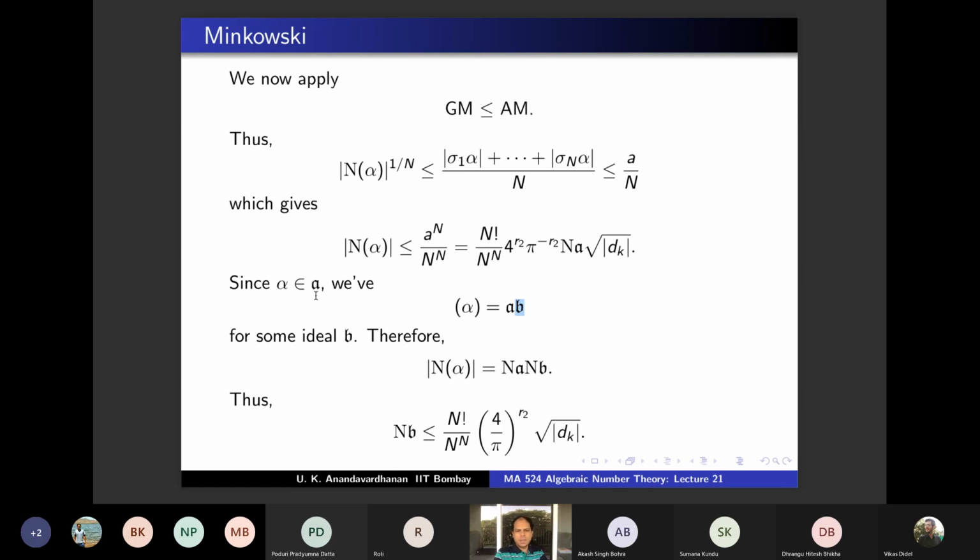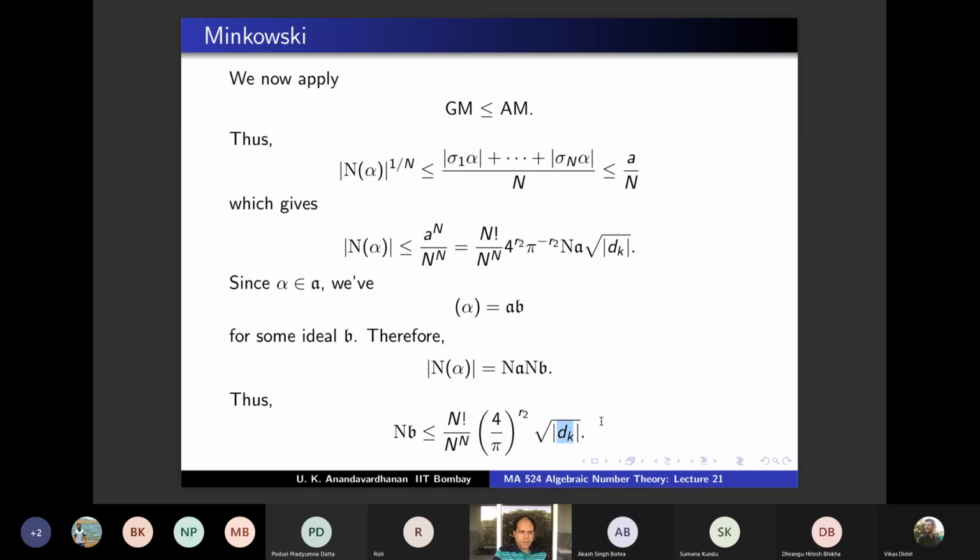So given an ideal A, there is an ideal B equivalent to A inverse whose norm is bounded by a constant which depends only on the field K and on nothing else. Because n is the degree, r2 is half the number of complex embeddings, and D is the discriminant of K. So it depends only on K. If you give me an ideal, I look at its inverse, and in its equivalence class I get a B whose norm is bounded. So this shows there are only finitely many equivalence classes.